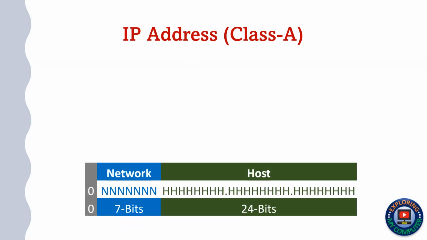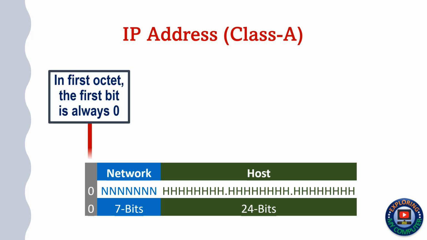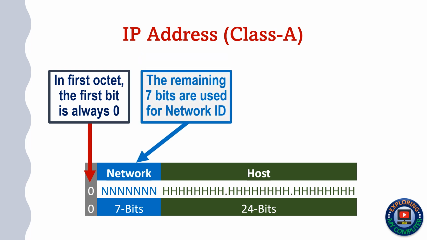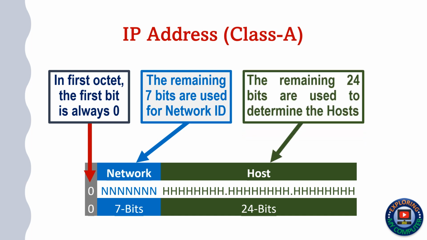Class A IP address format is shown here. In Class A IP address, in first octet, the first bit is always 0. The remaining 7 bits are used for network ID. The remaining 24 bits are used to determine the hosts.